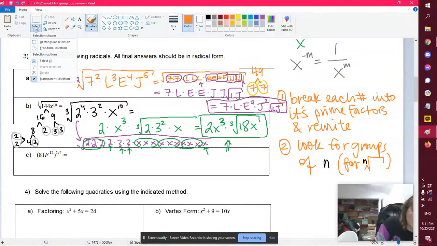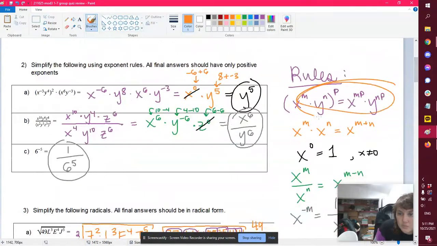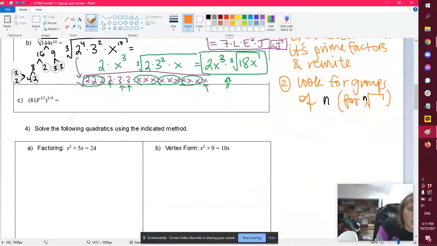For part C, I get to use this exponent rule to distribute the 1/4 to all of these things. So 81 to the power of 1/4 times f. 12 times 1/4 is 3. So the f is going to be a 3.